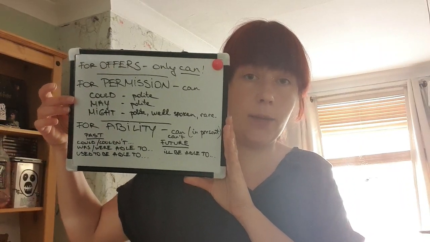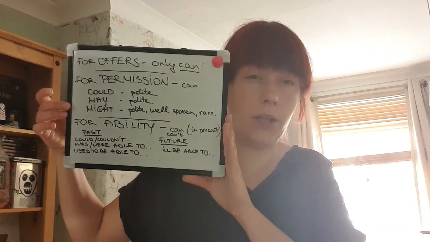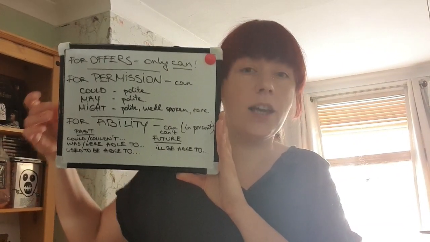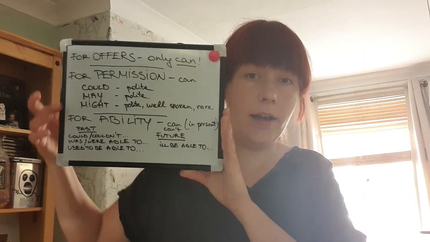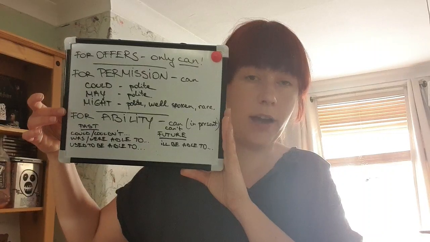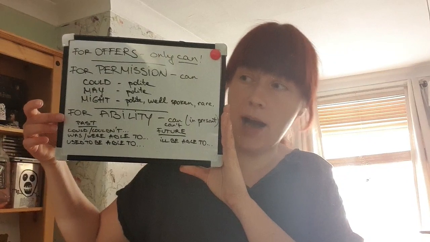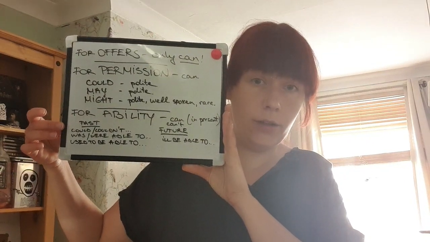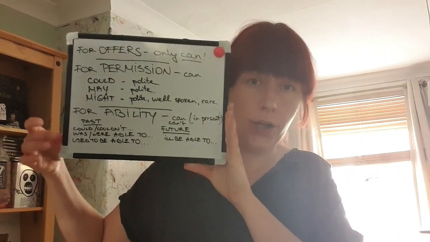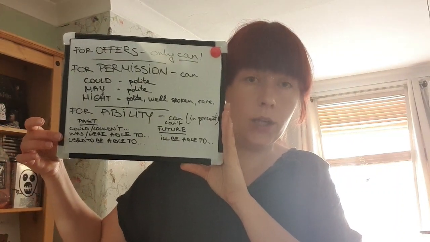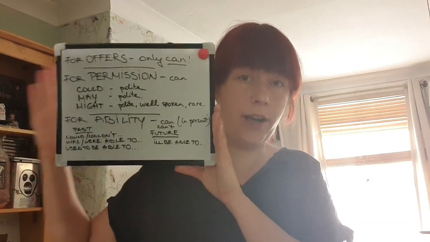Could and may being really polite, and might being very polite as well, and something for someone who wants to sound really well spoken. And for ability, apart from can, which you use in present, and also am able to or able to in the present. For the past, you have could, couldn't, was able to, wasn't able to, used to be able to, and then for the future you've got will be able to. So that's your summary of today's lesson.